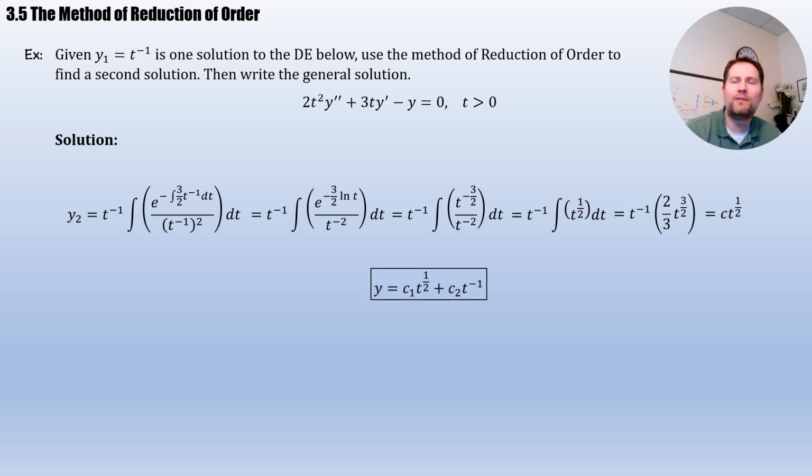So here's our final solution. We knew t to the negative first was a solution because it was given when we started. But now we have a second fundamental solution. We're ready to write the general solution. There it is in a box.